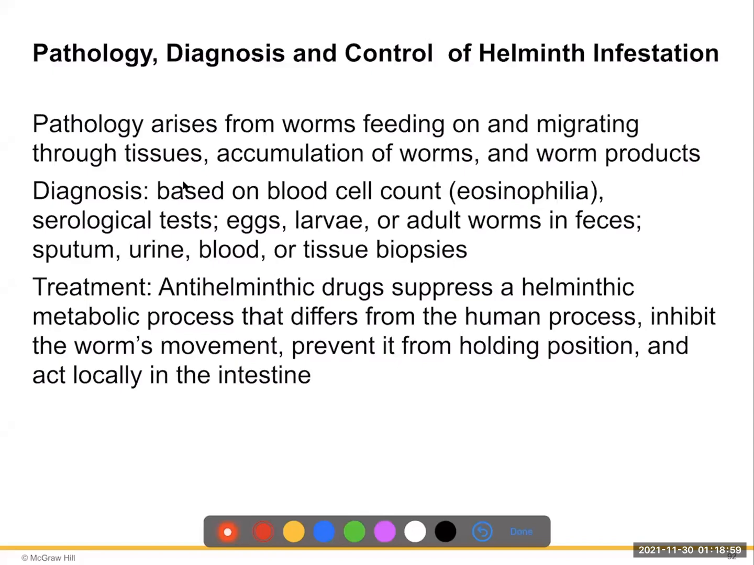Pathology, diagnosis, and control of helminth infestation. Pathology arises from worms feeding on and migrating through tissues, accumulation of worms, and worm products. Diagnosis is based on blood cell count, eosinophilia, serological testing, and finding the eggs, larvae, or adult worms in the feces, sputum, urine, blood, or tissue biopsies. Treatment: anti-helminthic drugs suppress helminth metabolic processes that differ from human processes, inhibit the worm's movement, prevent it from taking hold in position, and act locally in the intestine. That's how we treat them.